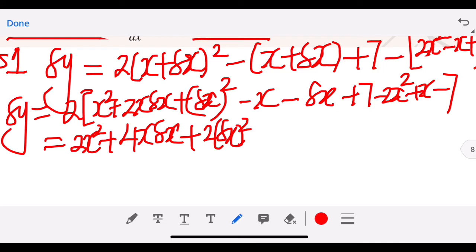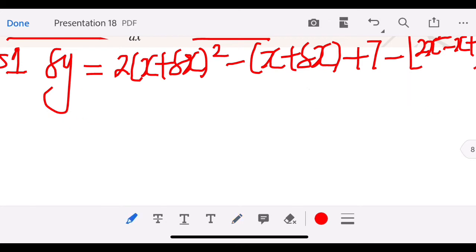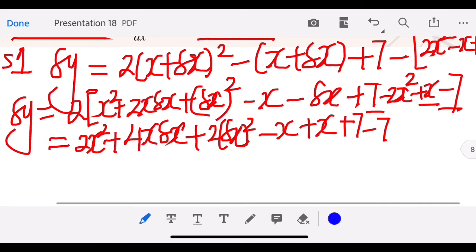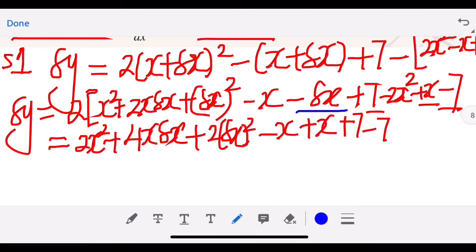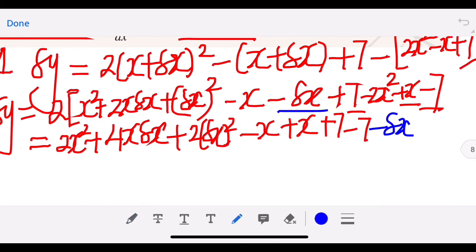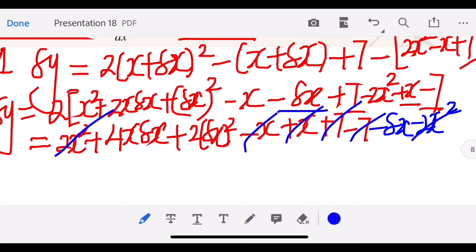Alright, so we can cancel out minus x and plus x cancel out. Okay, we have the 7 plus 7 minus 7. The balance is we have this one. Let's copy down this thing, minus, and then we have the minus 2x squared that we will cancel now. So it seems like we can cancel many terms. The function itself cancels out, right?